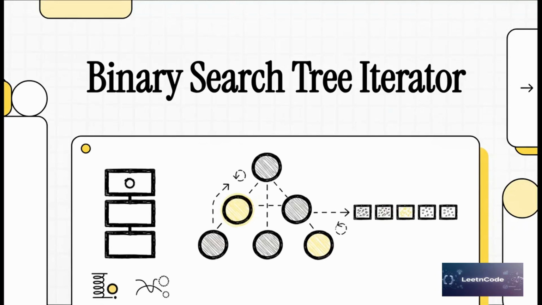You ever wonder how you could walk through a huge sorted collection of data, like one piece at a time, without having to load the entire thing into memory first? Well, today, we're going to tackle a classic coding problem that does exactly that, the binary search tree iterator.